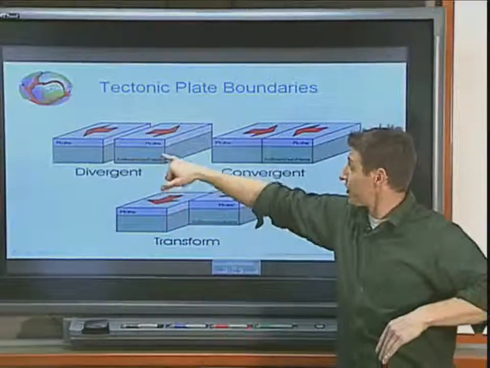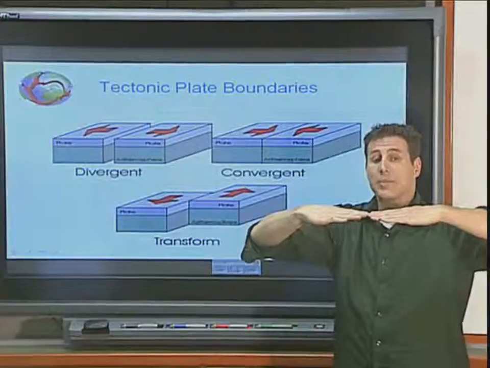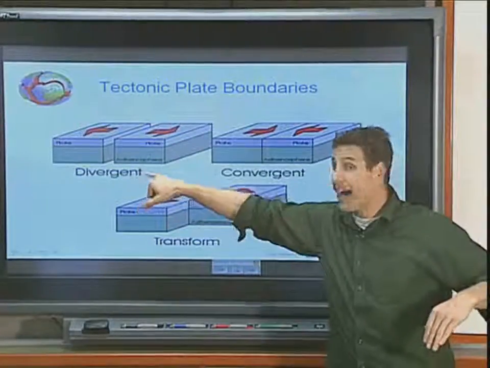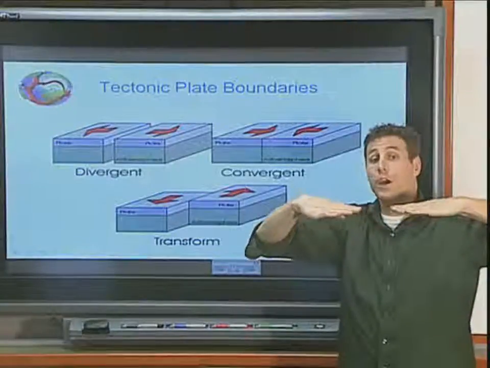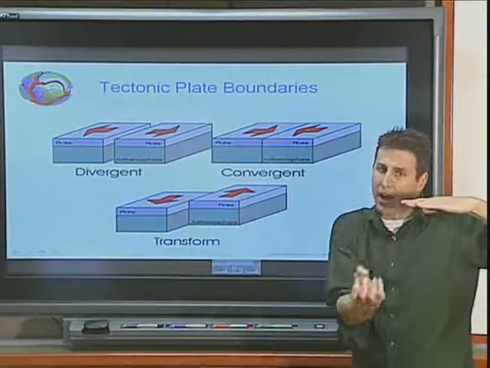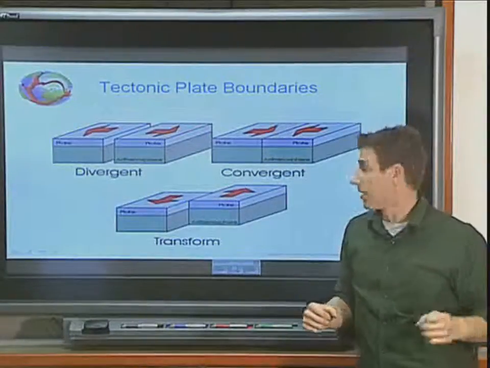Now, the first, divergent plate boundary, is when the tectonic plates are dividing, are separating from each other. Divergent means to divide, so they're moving apart from each other. And then that fresh molten magma from the mantle comes up and hardens and forms new rock.